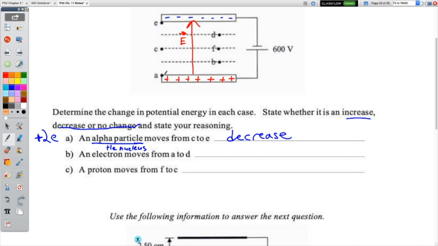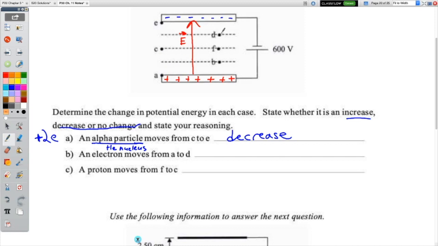If I'm an electron just sitting at A, am I going to gain some kinetic energy if I'm allowed to move where I want to go? Am I going to speed up? Well, no, right? I'm kind of already where I want to be. I'm not going to fly up there. So it's probably going to gain some potential energy.